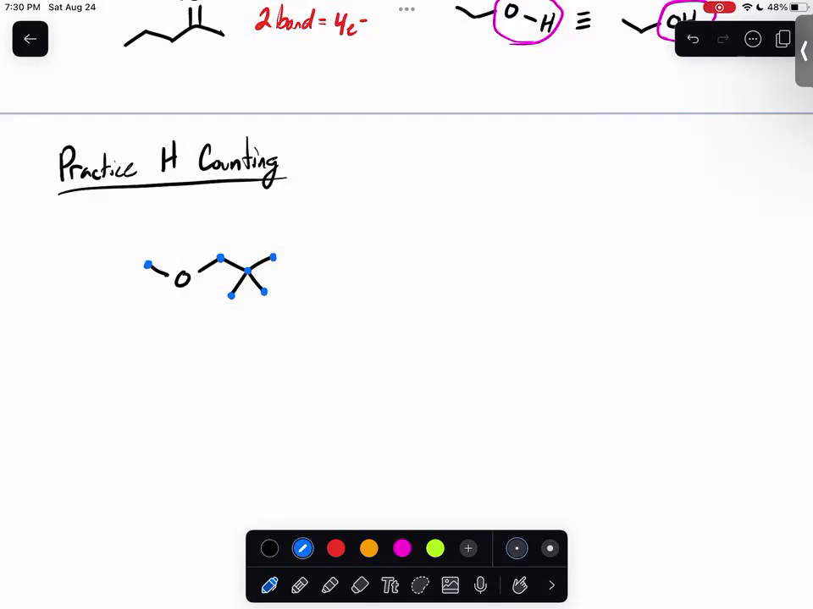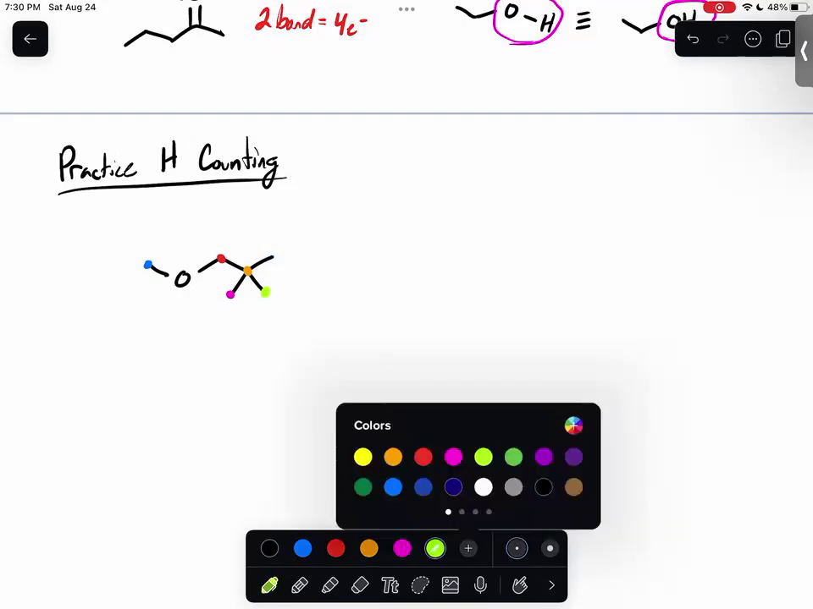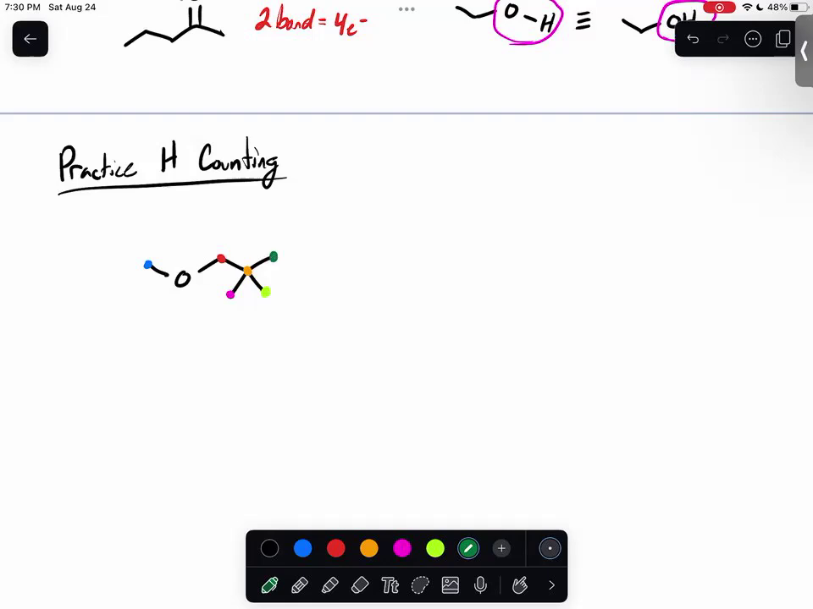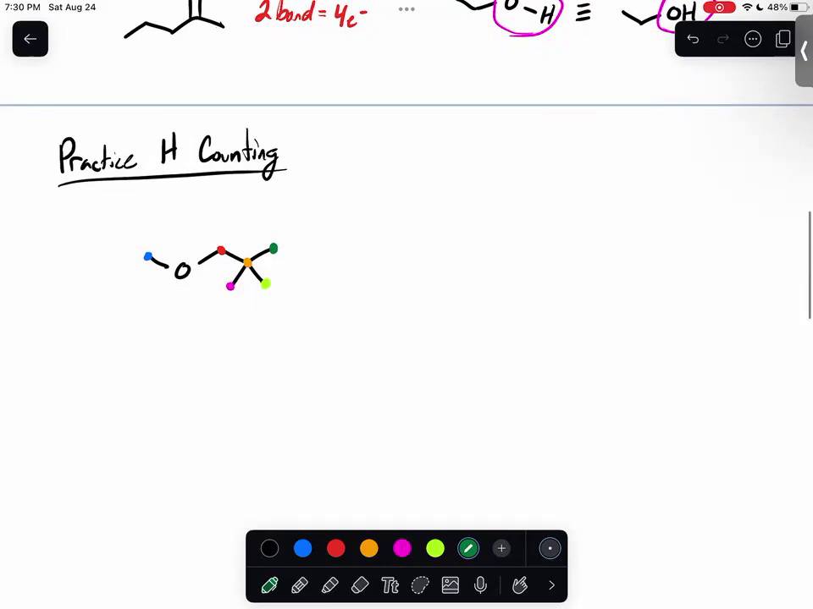All right. Now I'm going to go through and color code each of these carbons, and we're going to take a look at how many hydrogens are on each of those, right? Because looking at this, there are no hydrogens on the oxygen because we would have to draw them. But we can ask ourselves for those carbons, how many hydrogens are there?